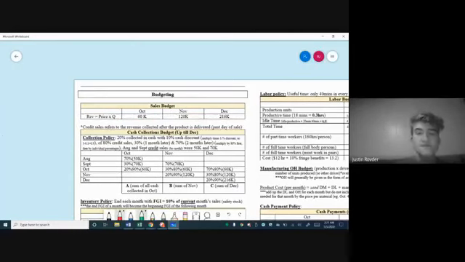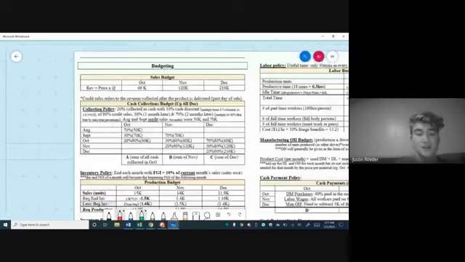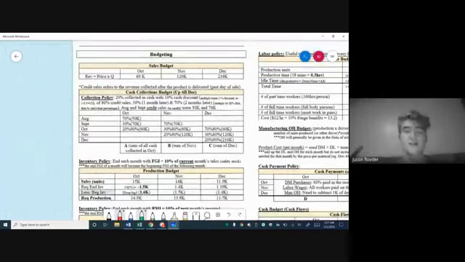Simple as that. The second budget is called the cash collections budget. As we discussed, even though you make a sale in a month, it doesn't mean you're going to get all the money or all the cash from that sale in that month.